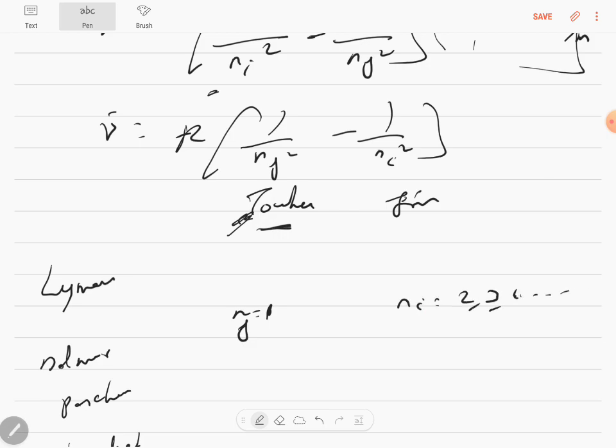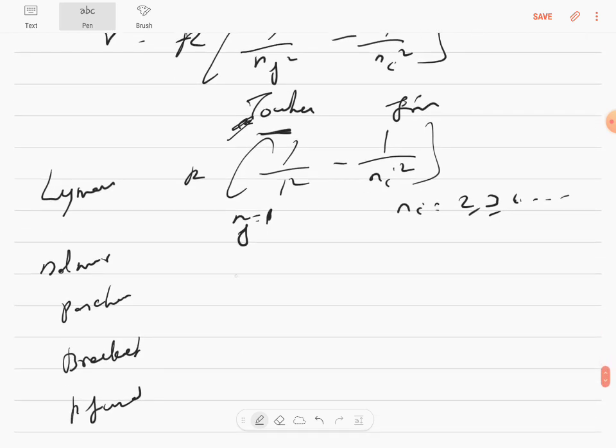So in that case, it will be R into 1 by 1 square minus 1 by ni square, where this ni may be 2, 3, 5, and such is called a Lyman series, when it jumps from any octet to the first octet. Balmer is when it jumps to the final octet, n is equal to 2. The initial octet is 3, 4, 5, 6. From any octet to the second octet, Balmer series is released.